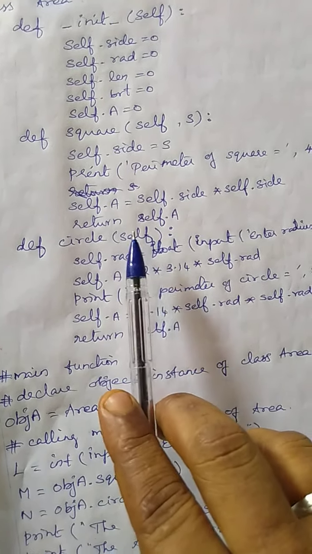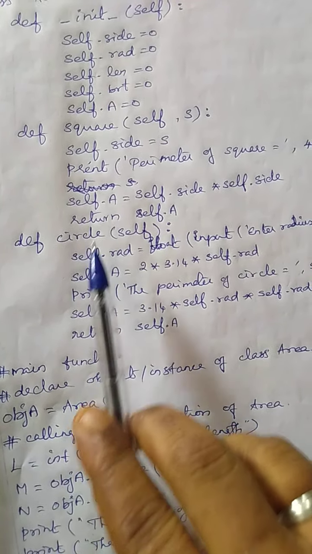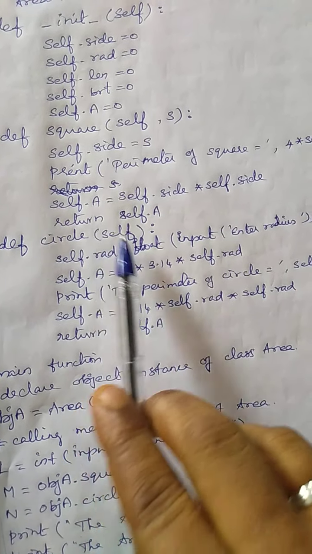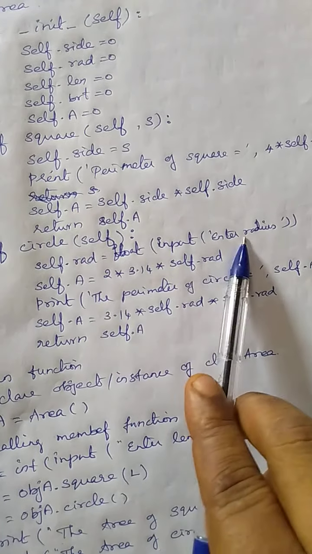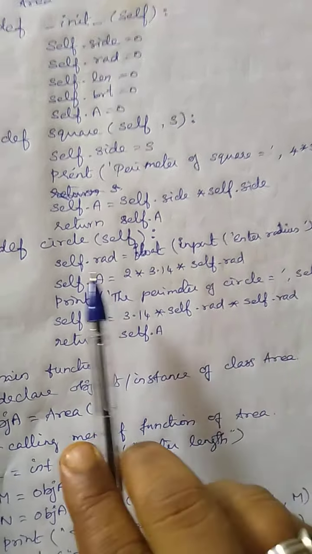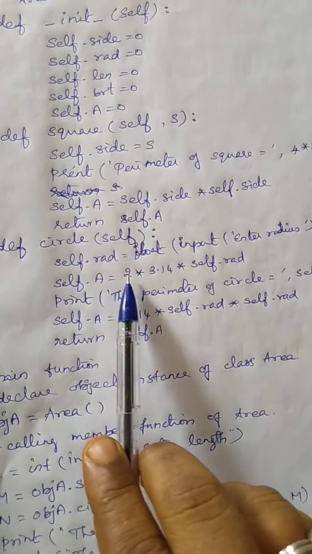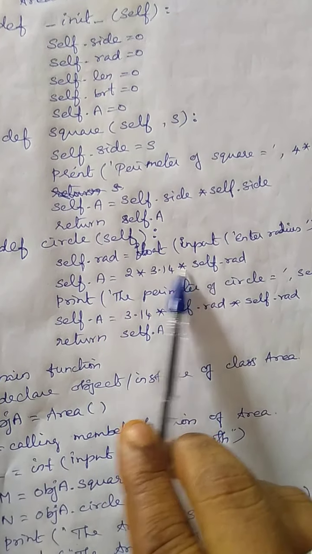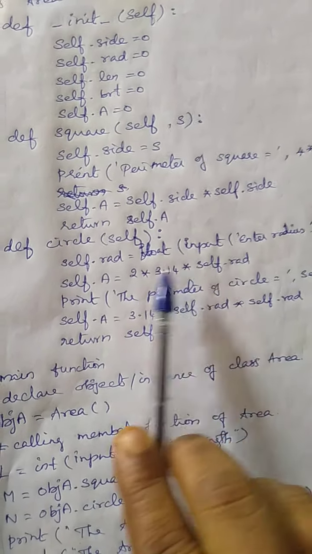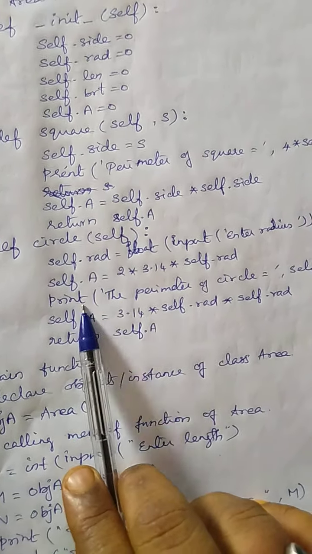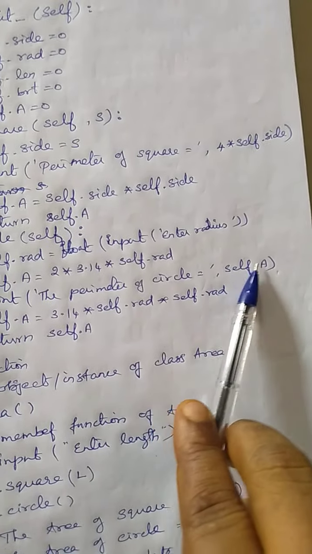Yes. Now next, the other member function circle which doesn't receive any argument. So it has the compulsory argument self in it. Now the circle function is going to get the value of radius. Here self.radius is going to be float of input of enter radius. Now self.a is equal to, we are not calculating area here. See, 2 pi r is the perimeter of a circle. So 2 into pi value 3.14 into self.radius is calculated and stored in self.a. Now the print statement, the perimeter of circle, we are displaying equal to self.a.